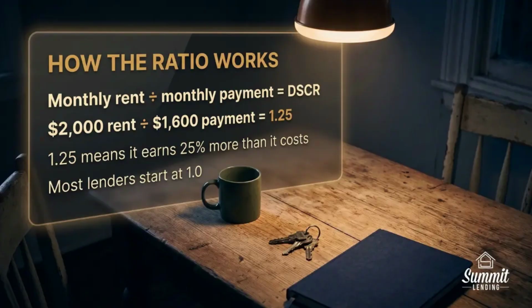Most lenders want to see a DSCR of at least 1.0 or higher, which means the property pays for itself. Some will go lower, but that means you just have to put a little bit more down. The ratio is what determines your approval, not your personal debt to income ratio.